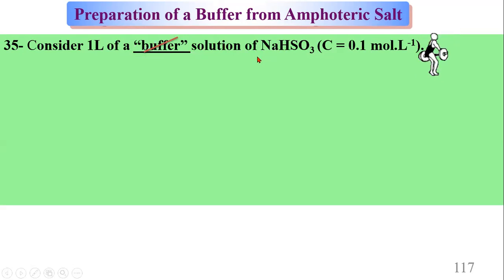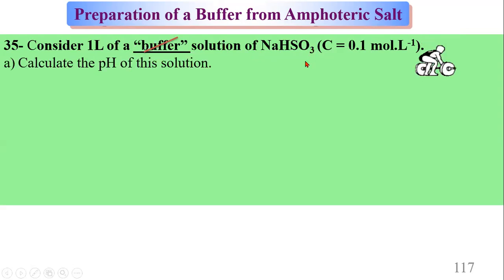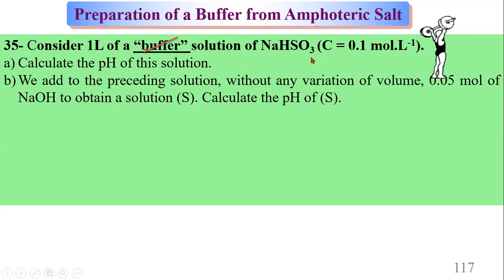Yes, you're right. To remove the sodium, it becomes the HSO3 minus anion, which is an amphoteric salt. Okay, calculate the pH of the solution. So do I use the Henderson? Well, they said buffer. Do I use Henderson? No, guys. This is not actually a buffer. This is sodium hydrogen sulfite, okay? This is not a buffer.